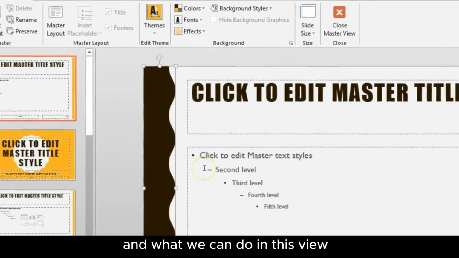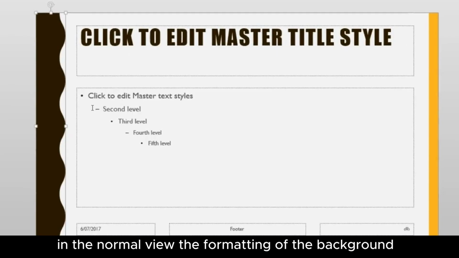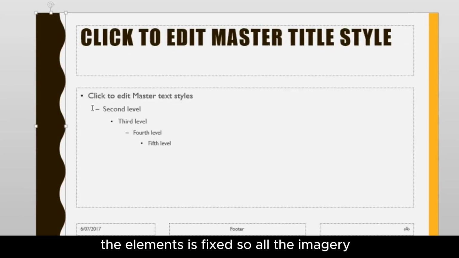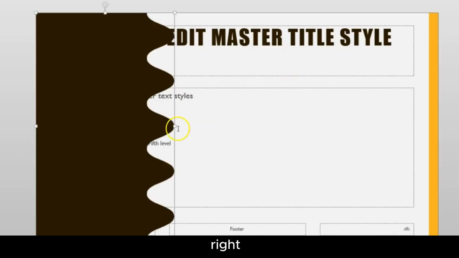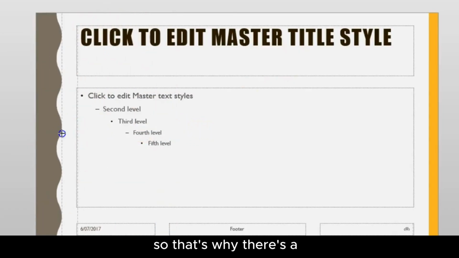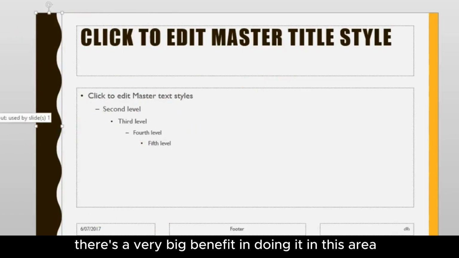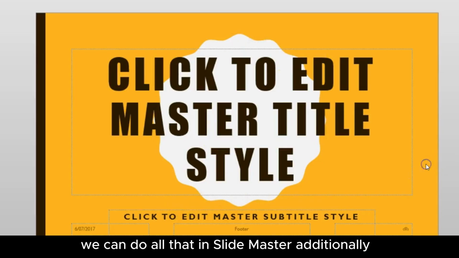Okay, and then let's go up to here. Okay, and what we can do in this view compared to the normal view. In the normal view, the formatting of the background, the elements is fixed. So all the imagery, but in Slide Master, we can actually edit it. So I can actually change these elements, right? You can't do that in the regular view. So that's why there's a very big benefit in doing it in this area. We can change shapes, any of the graphics. We can do all that in Slide Master.